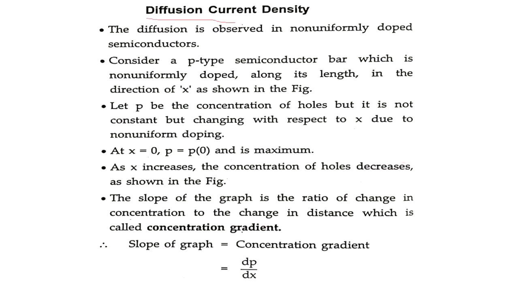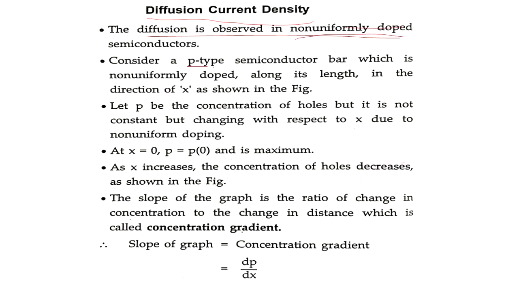Next, we are going to see about the diffusion current density. So what is the meaning of diffusion? Whenever we have a concentration gradient, there is a tendency of majority carriers to flow from one part to another part, which will give the diffusion current. So the diffusion is observed normally due to the non-uniform doping.